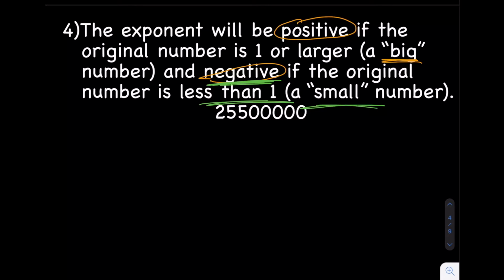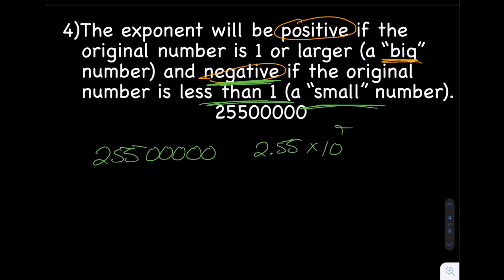So, for example, if I had 2, 5, 5, 1, 2, 3, 4, 5, when we write that in scientific notation, we just did this. It's 2.55. Move the decimal 7 times to make a big number, right? This number is definitely bigger than 1.